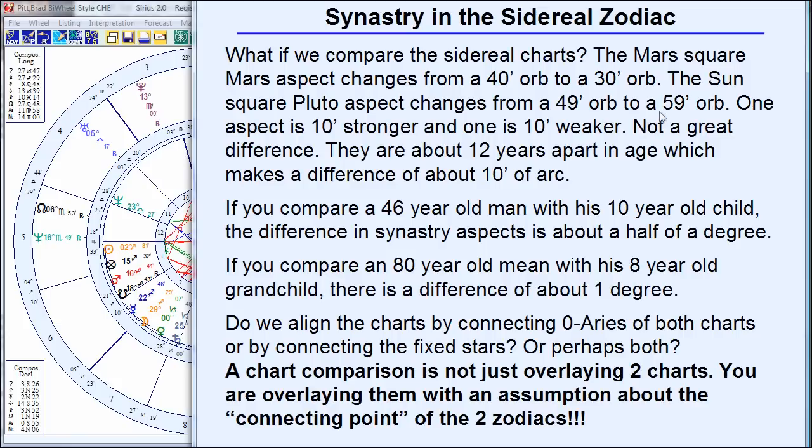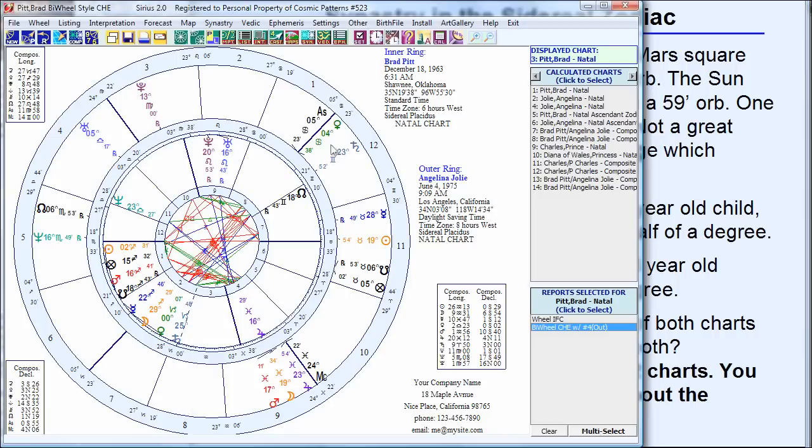Why are the aspects between the charts changing by 10 minutes? What's going on? It's because, answer to the question, they are 12 years apart in age. Brad is born in 1963, Angelina in 1975. They're probably closer to 11 and a half years apart in age.